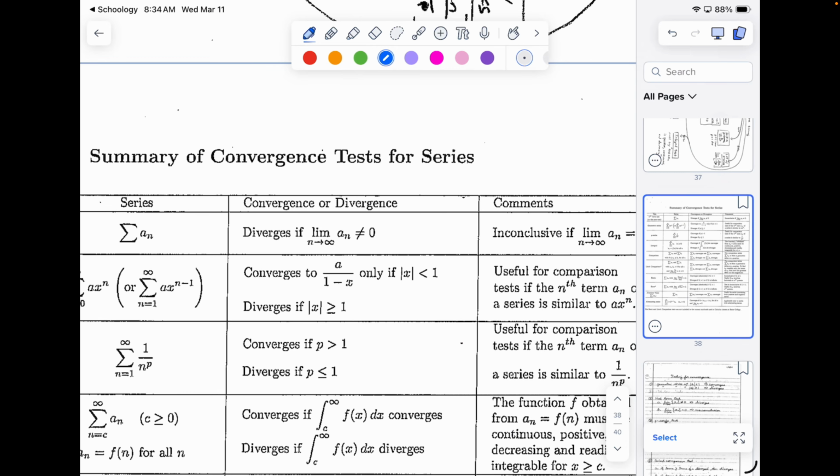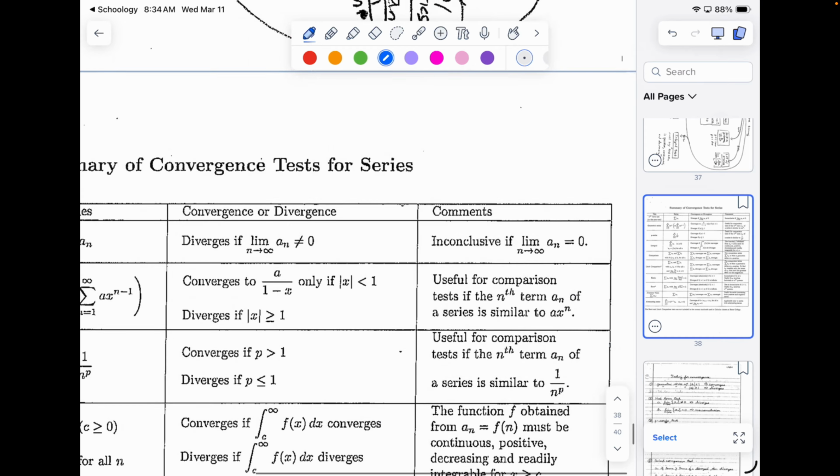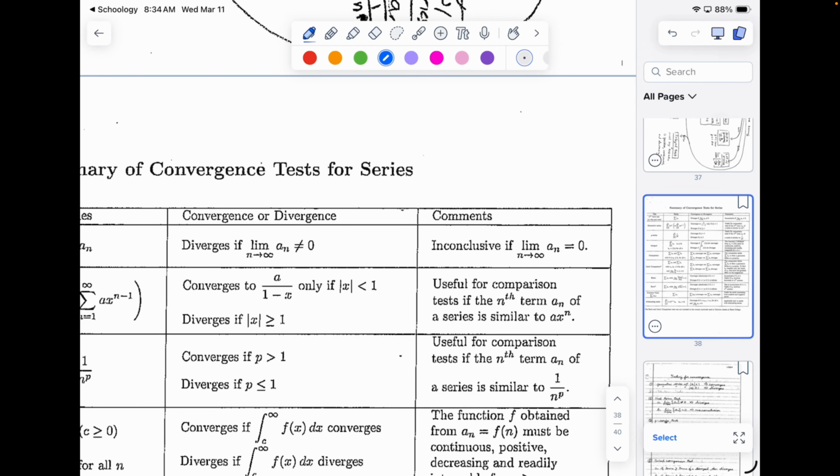But it's helpful because, one, it's a real easy test, and it eliminates the ones that diverge, so you don't have to keep doing work, right? If it diverges, I can say it's divergent, and I'm done. I don't have to do any more math. But it's inconclusive. If it goes to 0, it might converge, it might diverge, we don't know.